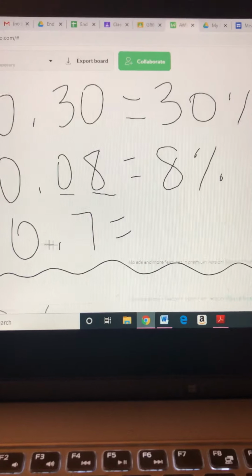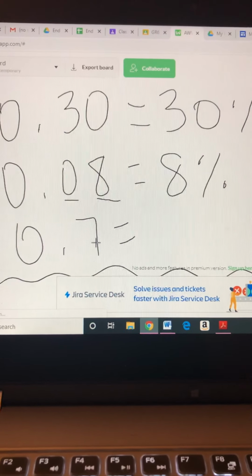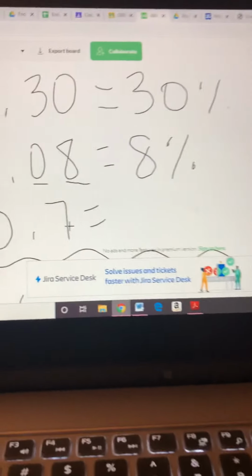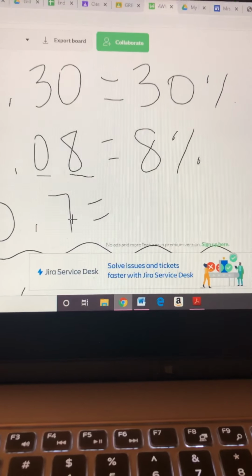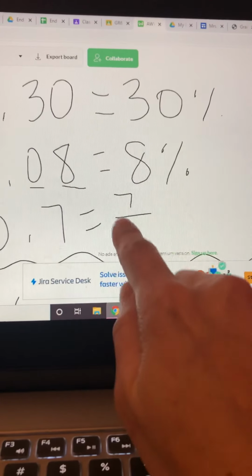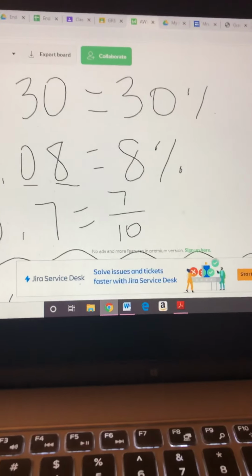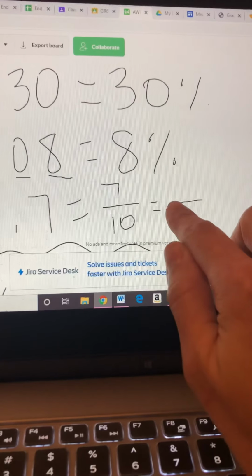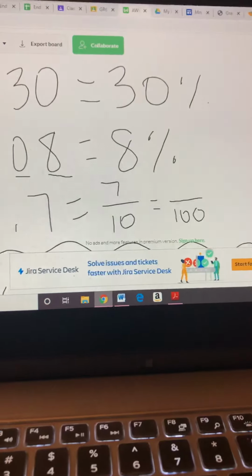Now, this one, when you read this decimal, it is 7/10. Now, in order to write this as a percent, we would have to make 7/10, okay, equal to 100. And how do you do that? We're going to make an equivalent fraction, okay? So I have to make it out of 100.